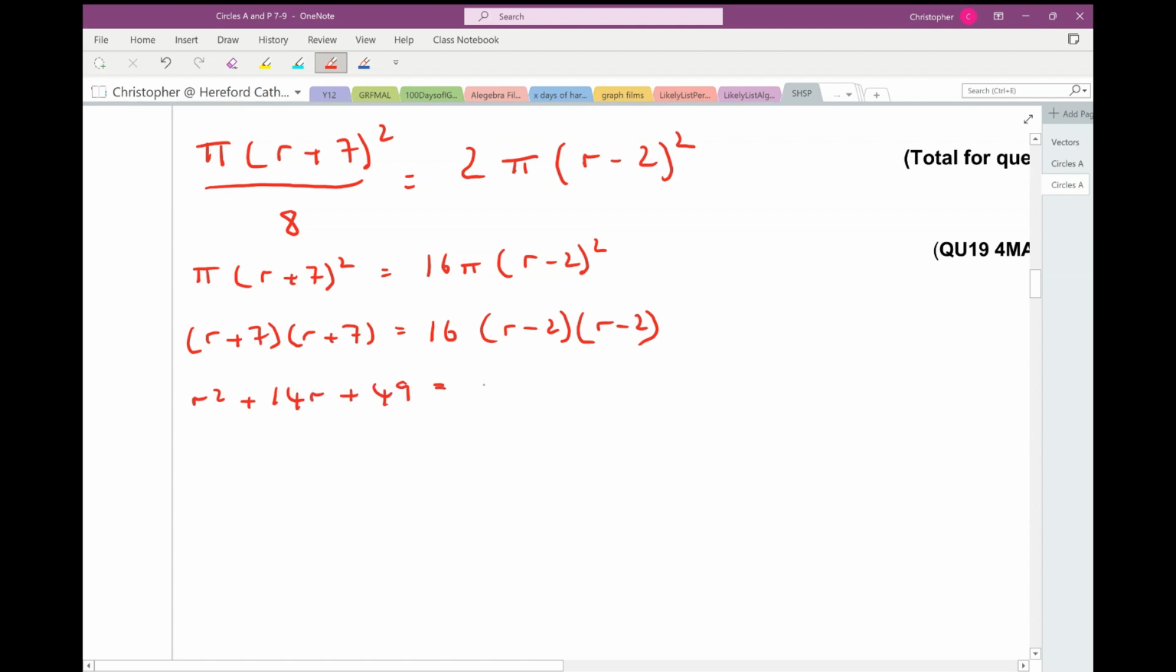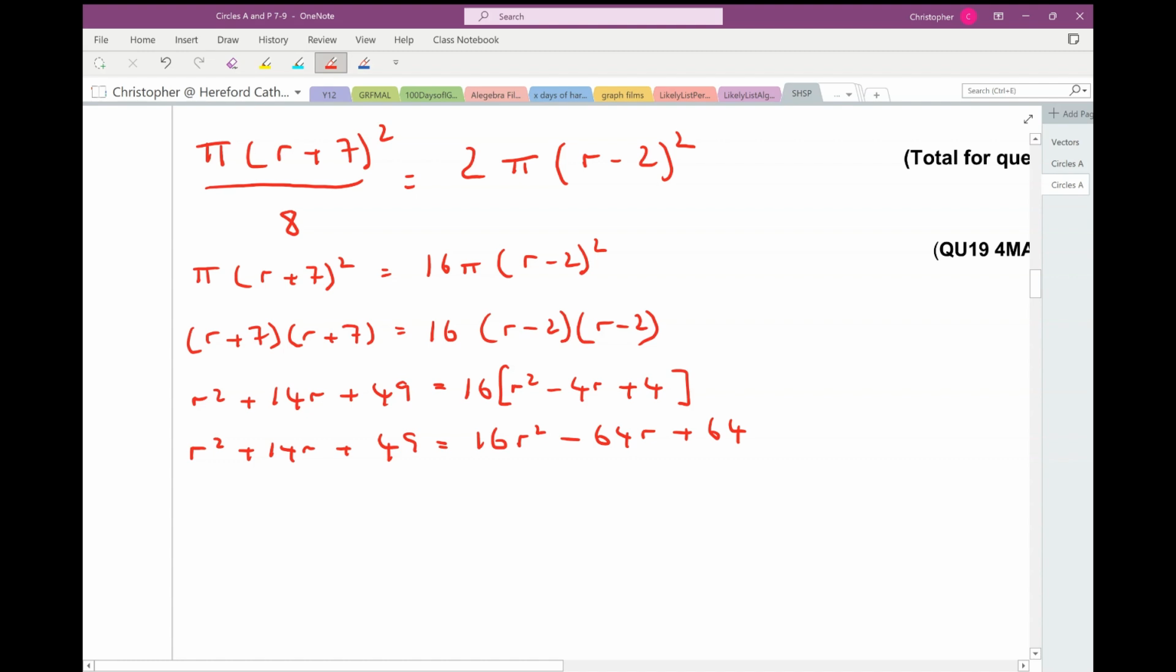And now I'm going to leave this 16 here and multiply out these two brackets, r minus 2 squared. So r squared, minus 2r and another minus 2r. Minus 2 times minus 2 is plus 4. Don't mess that up. Okay, let's multiply out that bracket on the right-hand side. Remember, you just need to do this carefully. Okay, there's no point in working quickly and making a mistake.